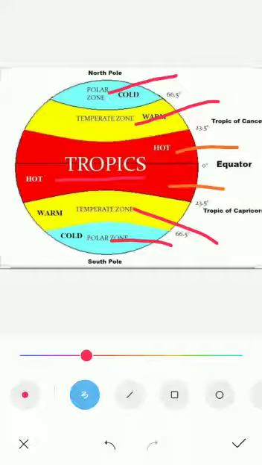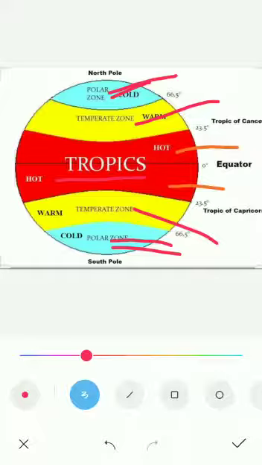Now let's move to the third zone, that is called the frigid zone. This is the frigid zone. In the northern hemisphere, you can see that the frigid zone lies between the Arctic Circle, that is the Arctic Circle here, and the North Pole. While in the southern hemisphere, it lies between the Antarctic Circle and the South Pole. Now the frigid zone receives oblique rays of the sun throughout the year.